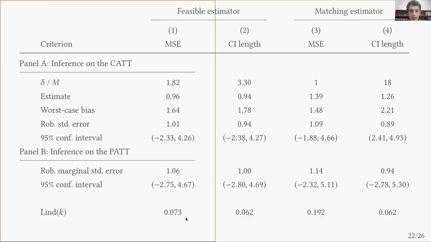The last thing I want to point out is these Lindeberg weights K. As I promised, our theory guarantees that the Lindeberg weights for the optimal estimator should be small in large samples, and that's indeed the case in this application. They're of the order of 0.07 or 0.06, but they're not small for the matching estimator. For the matching estimator, the largest Lindeberg weight is 0.2, and that comes from the fact that there is not very good overlap in the data, and so some observations end up serving as a match for many, many other observations. And if you end up serving as a match for many other observations, the estimator puts a lot of weight on you. That means that the central limit theorem approximation for the matching estimator here is potentially questionable, because you're putting a lot of weight on a single observation. If the error for this single observation is not normal, then the average is not going to be approximately normal either.